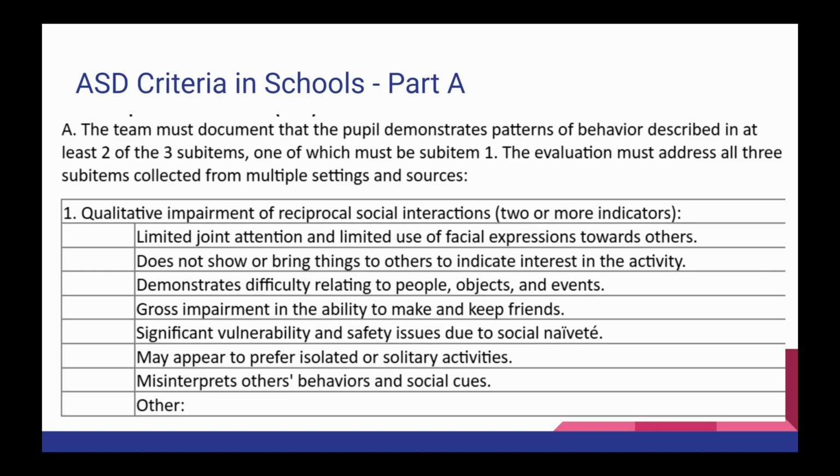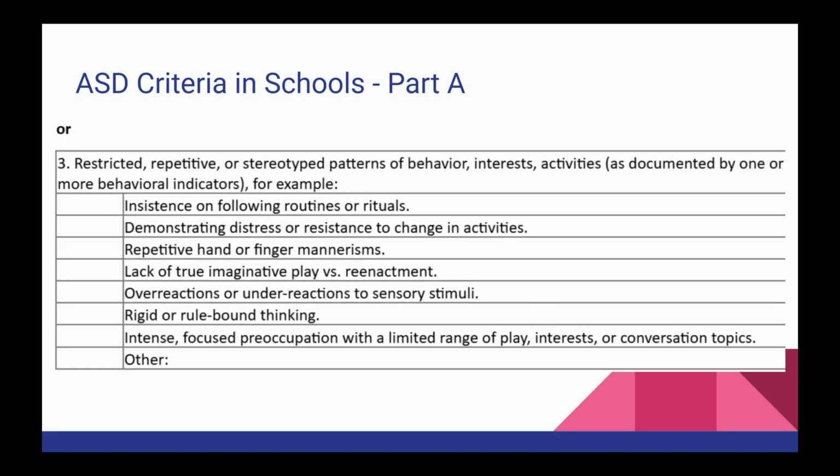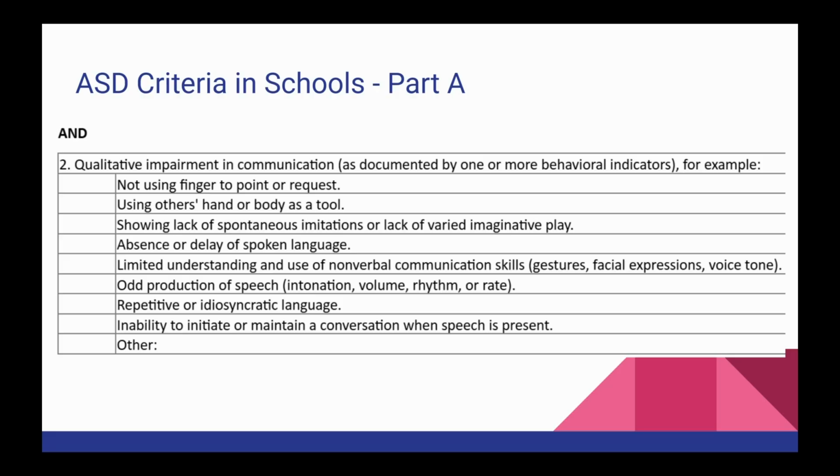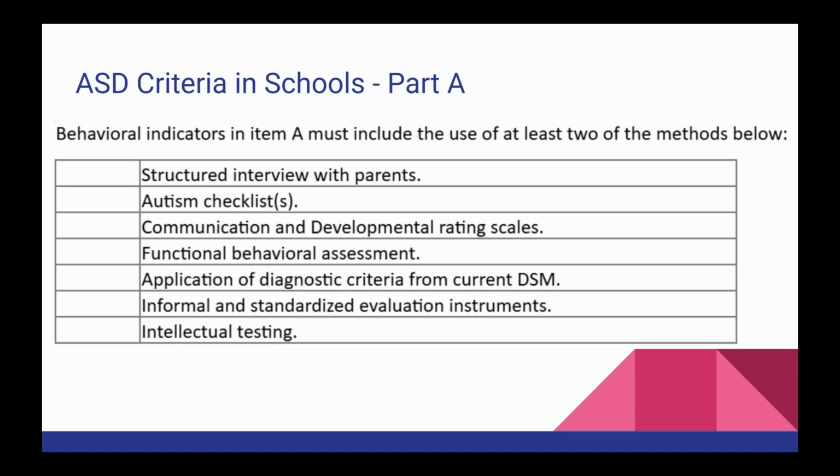So they have to show areas of social interaction, and then they also have to show concerns in either communication or in stereotyped patterns of behavior. So same thing. Social interaction is the big one, and then it is communication or repetitive behaviors for the other part of the criteria. With that, we have to make those determinations of what boxes they check in those other ones based on at least two of these things.